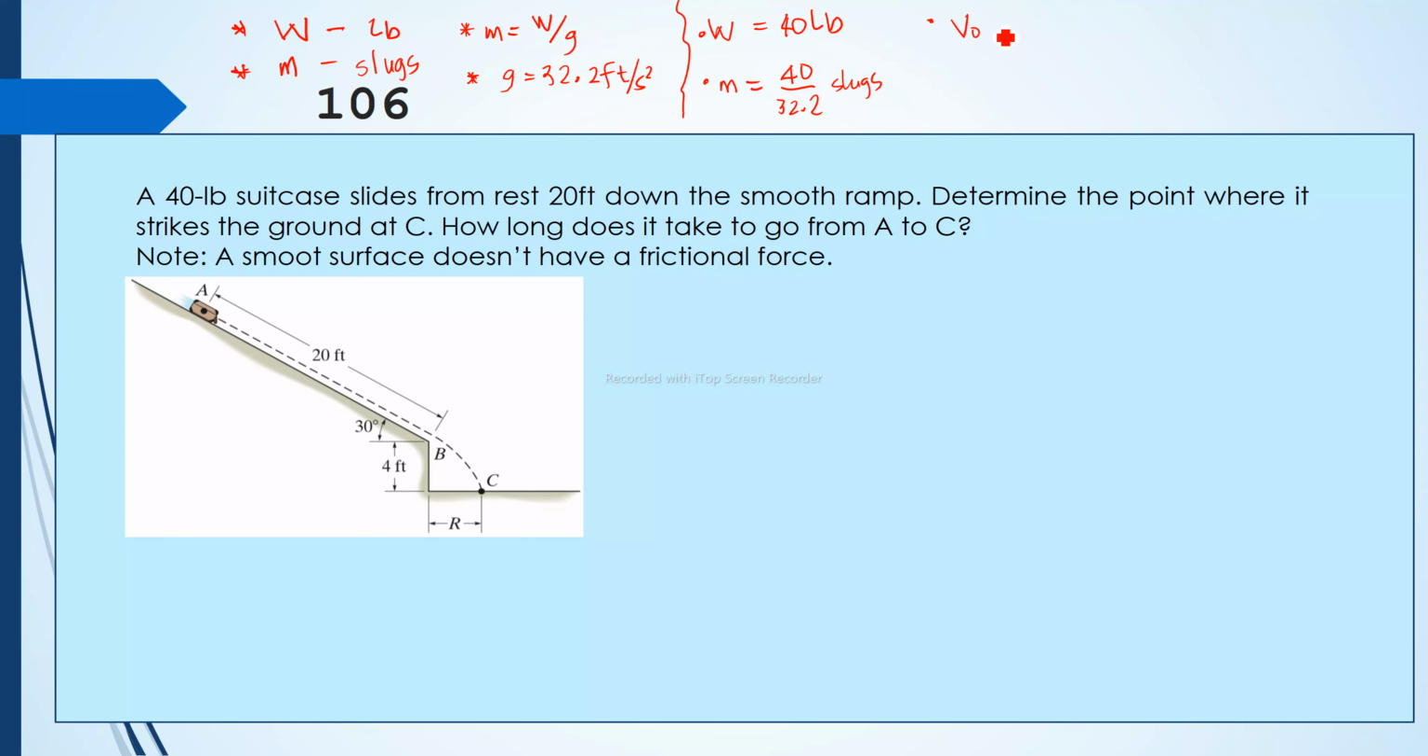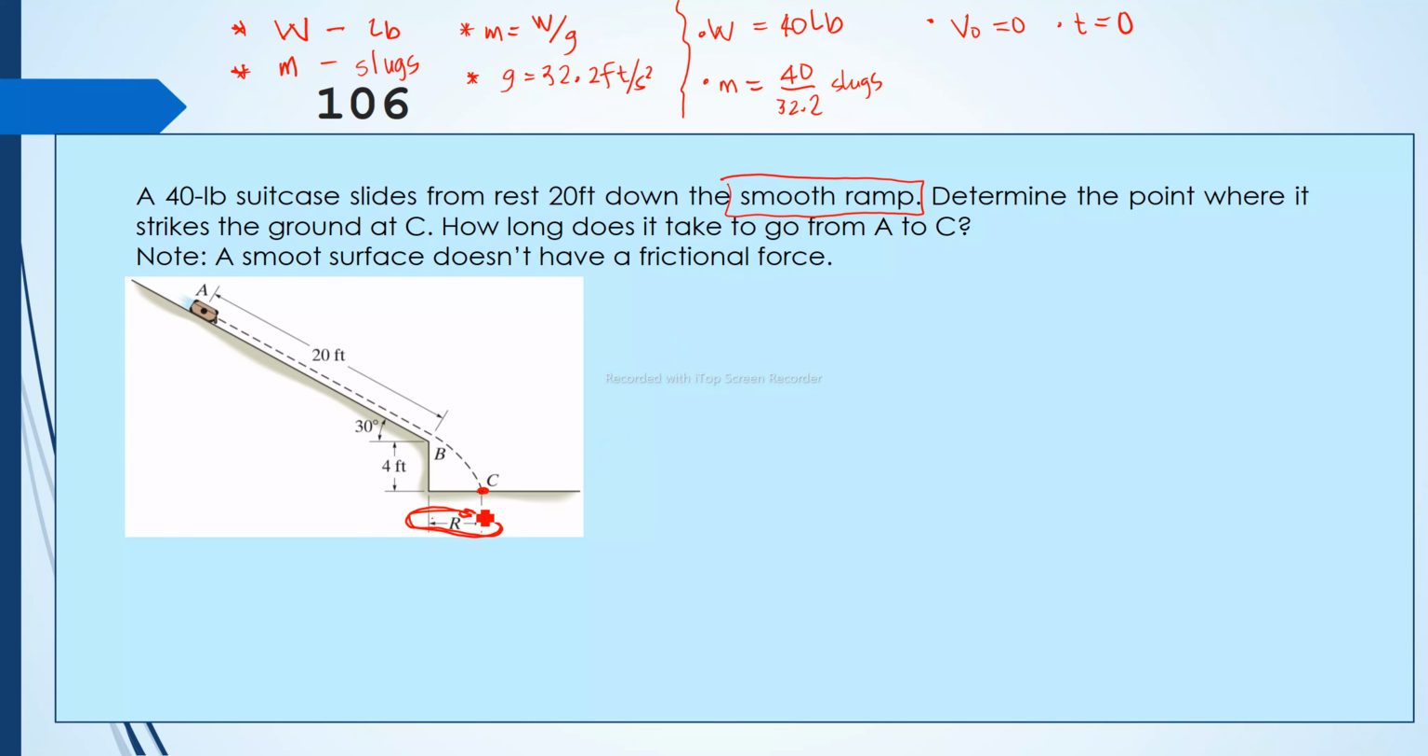So our initial velocity is equal to 0 when time is equal to 0, and down this smooth ramp. Take note of the smooth ramp. When we say smooth, therefore there is no friction. Determine the point where it strikes the ground at C. So you're asked to find this R, the range or the distance R.